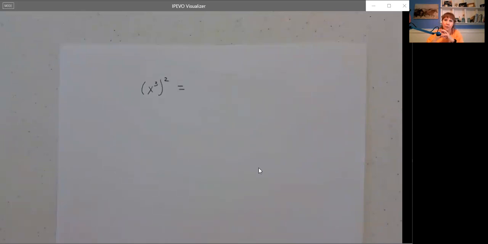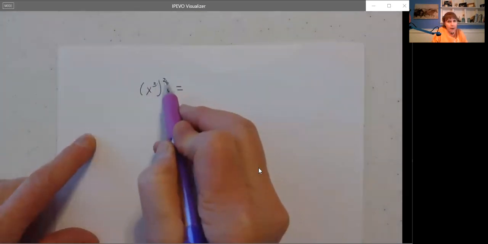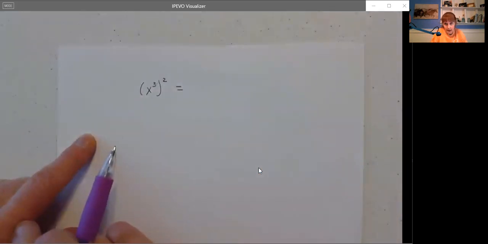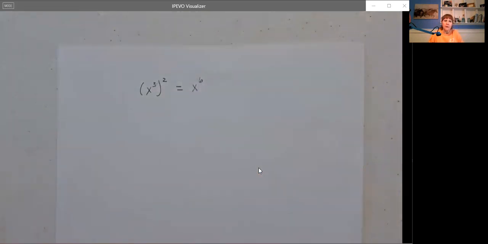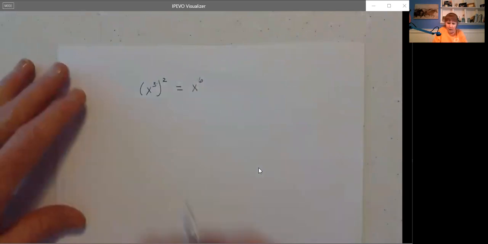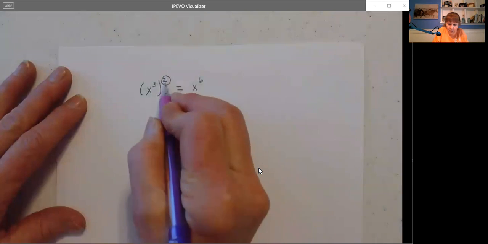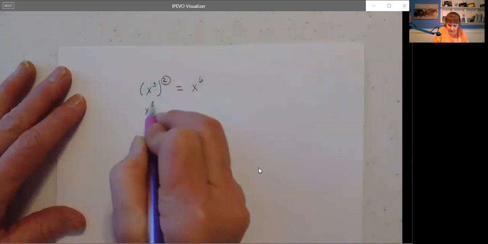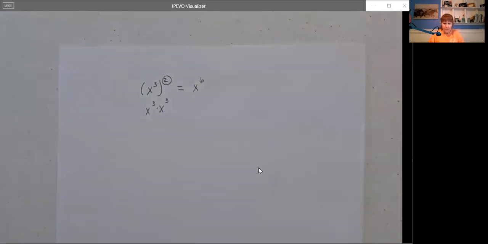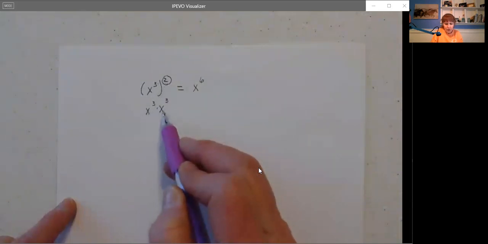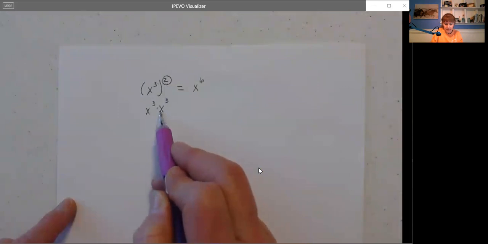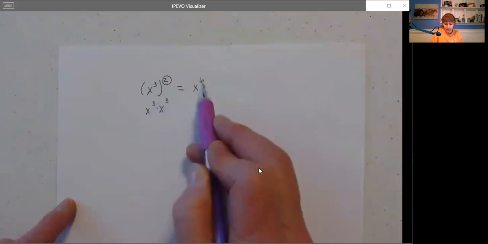When you have a power to a power, you multiply the exponents, which means we have x to the 6th. So in this case, you're going to multiply the exponents. Now before, I wrote them out. This means we have 2 of these. That's what that means. I'm taking x cubed times x cubed. I've got 2 of them that I'm multiplying together. And again, when you multiply, you add the exponents. 3 plus 3, and you get 6.